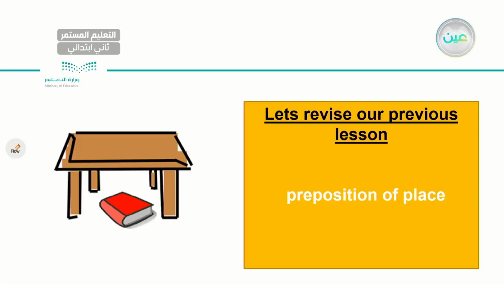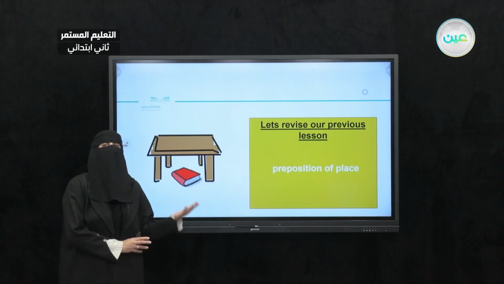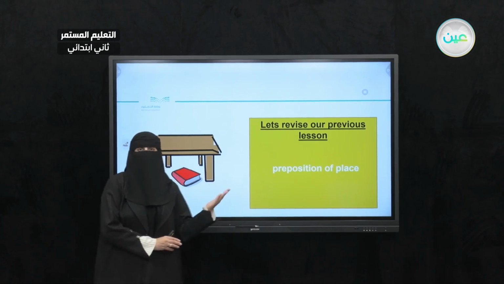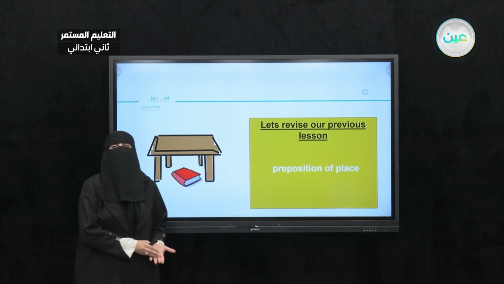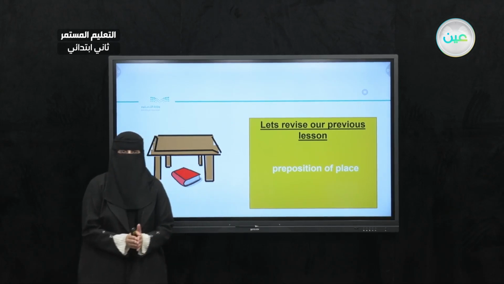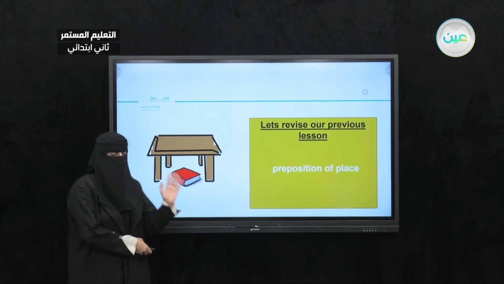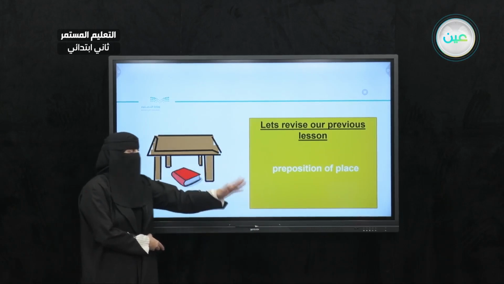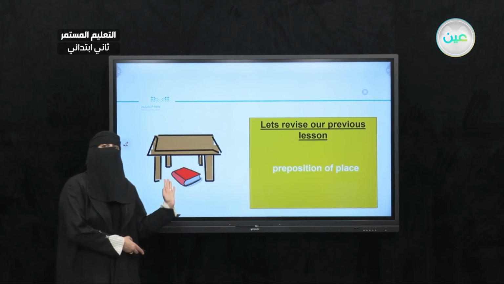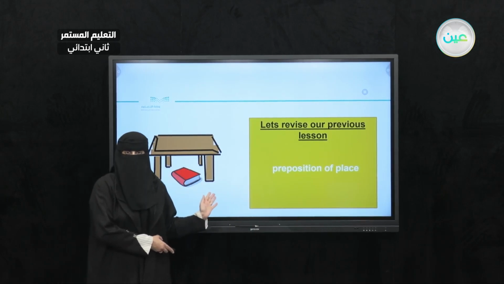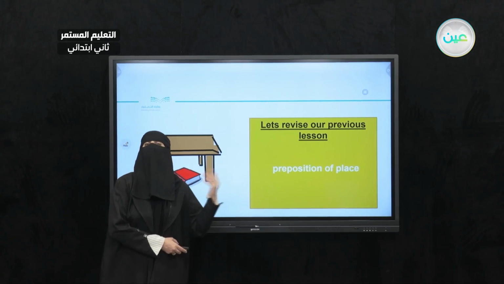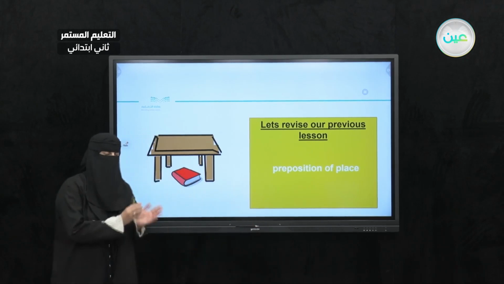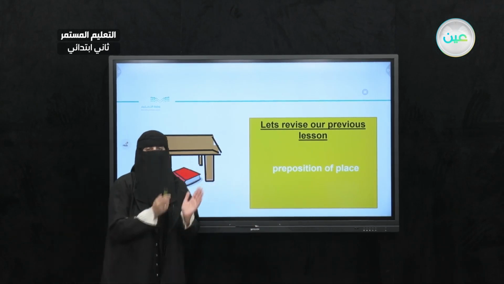So let's start. Bismillah. Let's start by revising what we have learned in the previous lesson. In the previous lesson, we practiced asking where is or where are. Where is the cat? Where's the dog? Where's the rabbit? Where's the book? And in order to give a correct answer, we must use prepositions of place. Where's the book? It is under the desk. Where's the cat? The cat is behind the box. Okay? So we must use prepositions of place correctly.